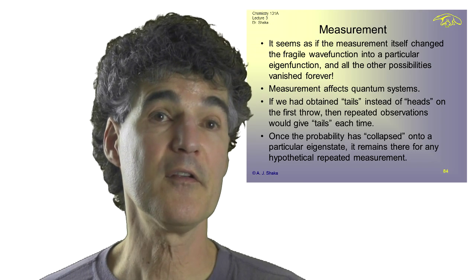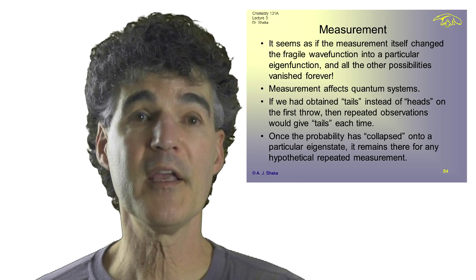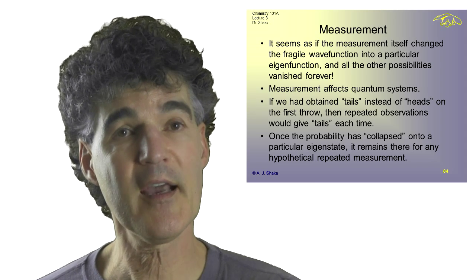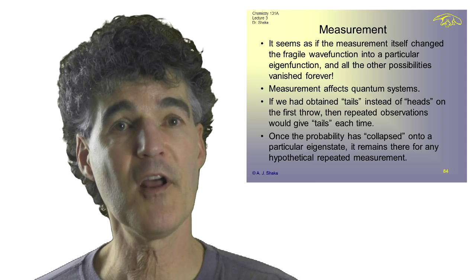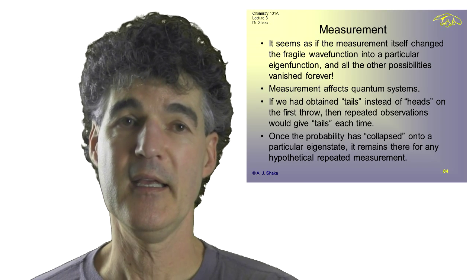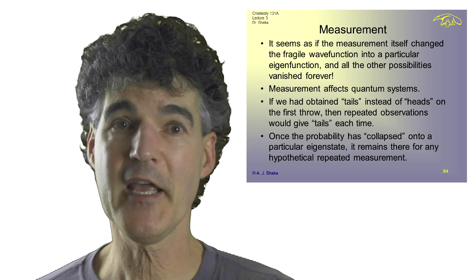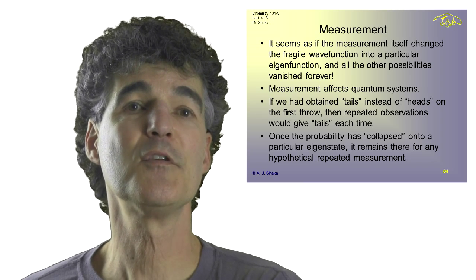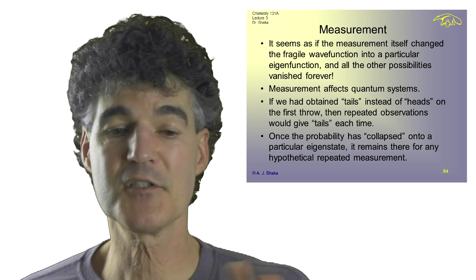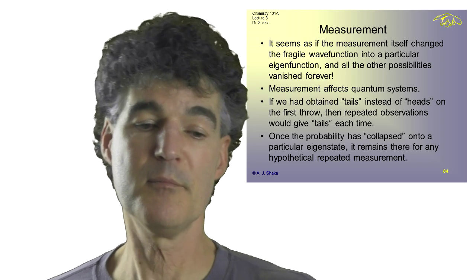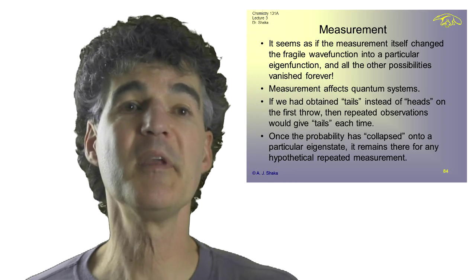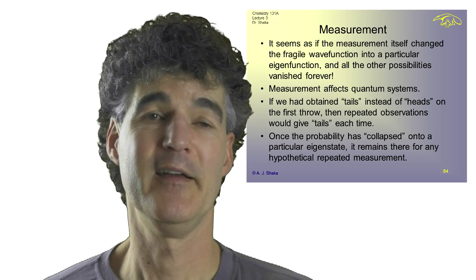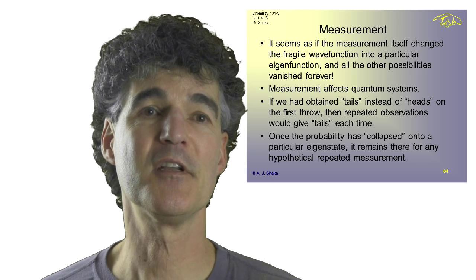But for small things, we have to be very wary about assuming that something has a property if we have not measured it, because the measurement will change it. And so it could be that it was in some superposition of mixture. And when we measure, we picked out one of them. But that doesn't mean it was like that before. It means we might have changed it.